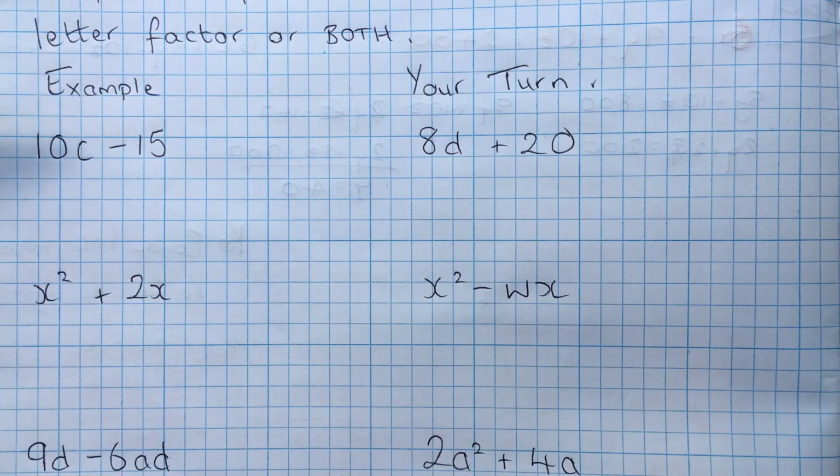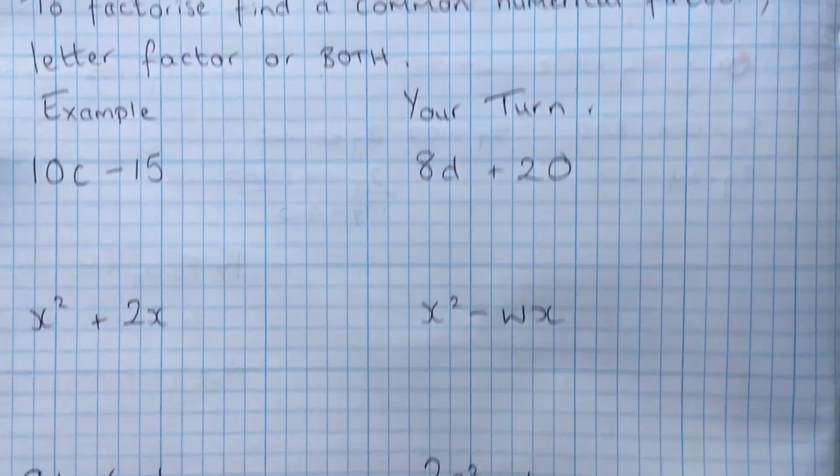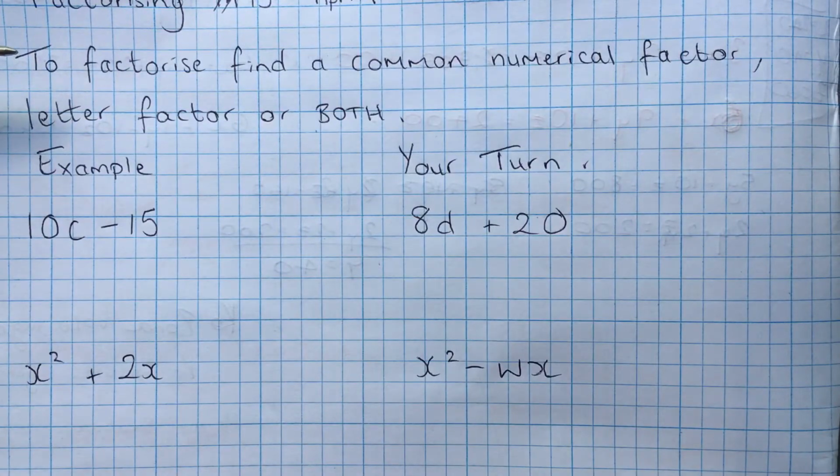So what we're trying to do each time, as it's the opposite to expanding brackets, is put these back into brackets. So what we have to do each time is find a common factor, and that common factor could be a number, could be a letter, or it could be both. That's what I've said here. To factorize, find a common numerical factor, letter factor, or both if there are both.